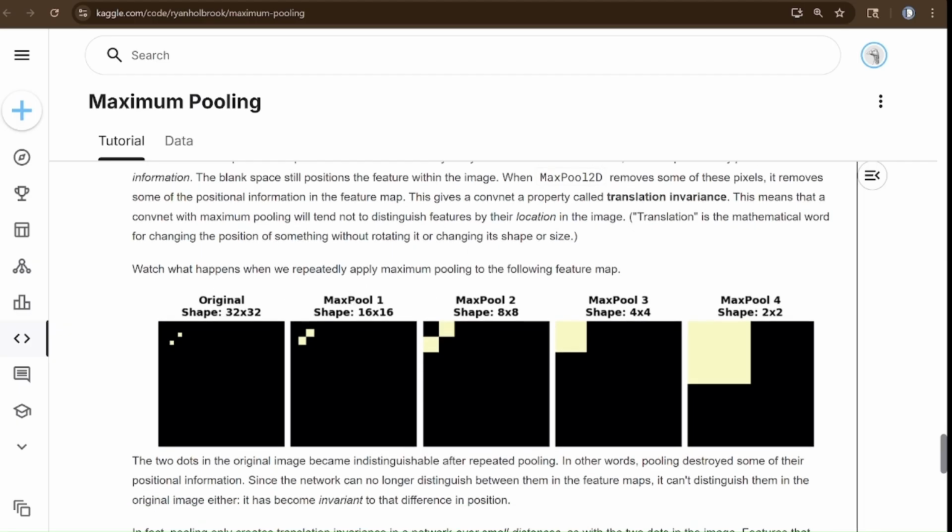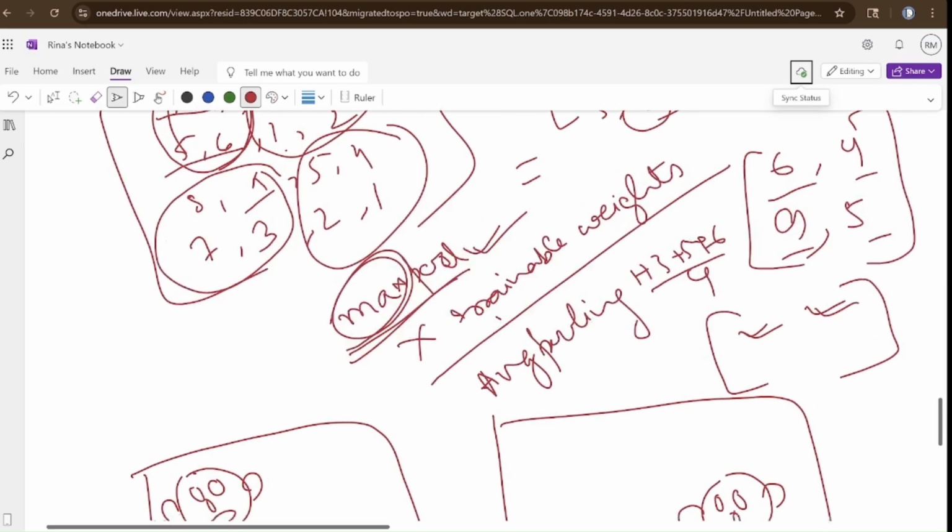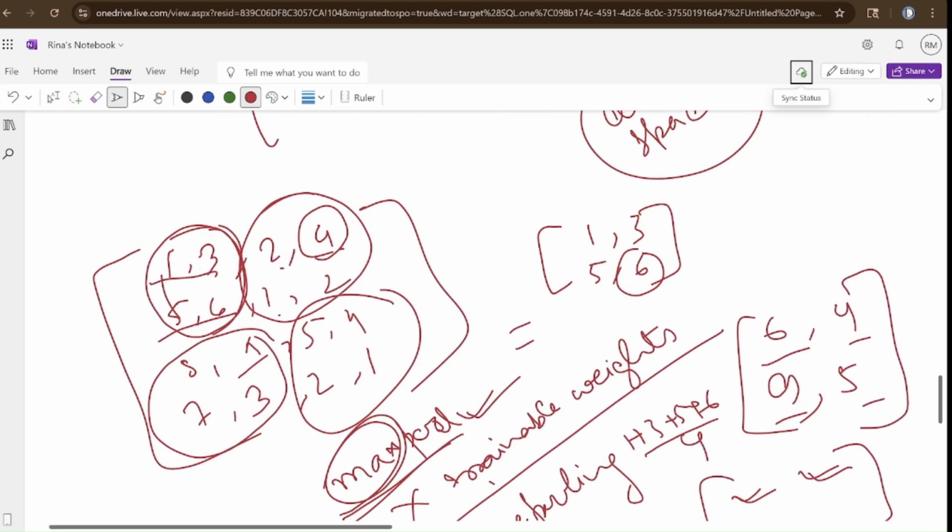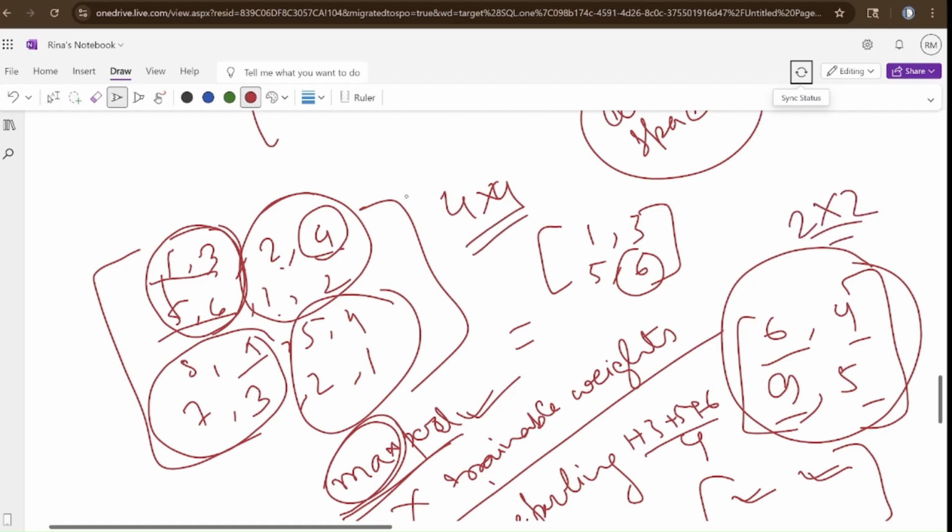See, what happens when we repeatedly apply maximum pooling? These are two blank points. Now see, after maximum pooling, this has become closer. Second pooling, again the shape is also getting reduced. I have already told you, I have given you an example. See, what is the shape? 4 by 4. Now what is the shape of the output? 2 by 2. So exactly half, because you are taking every block and you are taking only one value. From 4 it is becoming 1. So after every pooling it will become half.